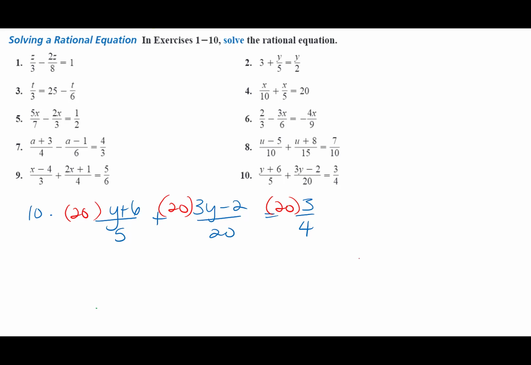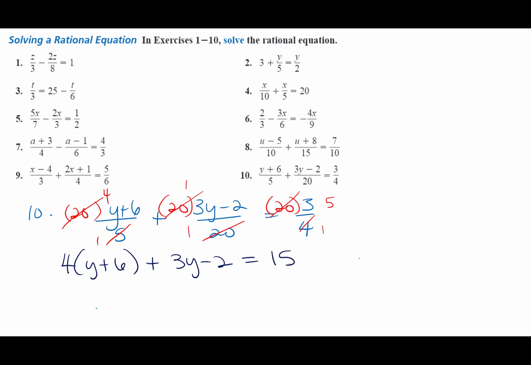Before you distribute the 20 into that binomial, I want you to first simplify with the denominator. So this first one, 20 and 5, simplify to 4 and 1. The next fraction, 20 and 20, simplify to 1 and 1. And then 20 and 4 simplify to 5 and 1. Now we have the equation 4 times (y plus 6) plus (3y minus 2) equals 15.